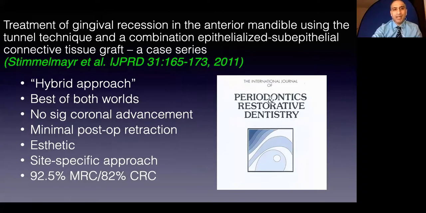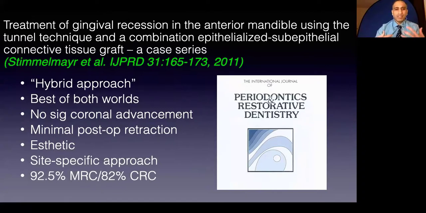This was a paper by Stimmelmayr and colleagues out of Germany, where they looked at treating gingival recession in the anterior mandible using a combination of a tunnel with a hybrid graft. They left a portion of this graft epithelialized, like an epithelialized island, and then what was underneath the tunnel was connective tissue. So it's a hybrid approach. It's the best of both worlds.